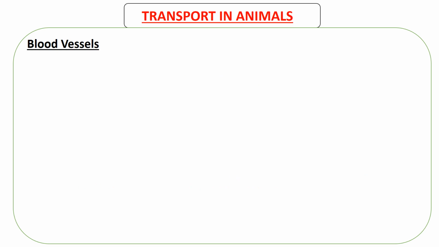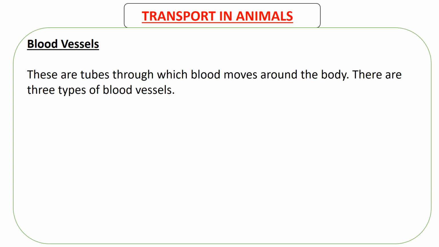So what are blood vessels? These are simply tubes through which blood moves around the body. There are three types of blood vessels. These are arteries, veins, and capillaries. So we're going to take a look at each of these. We'll look at their functions and the features that they have that make them do what they do well. And after that, from the shared information, you'll be able to compare. We'll also look at the diagrams for the arteries, veins, and capillaries so that we look at those features that enable them to do what they do.